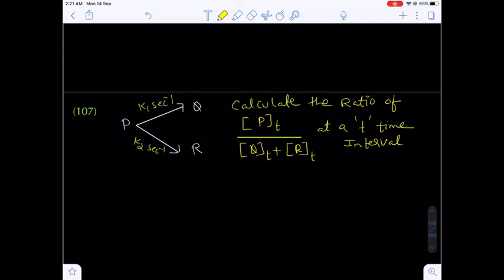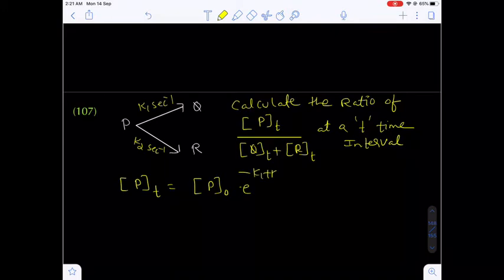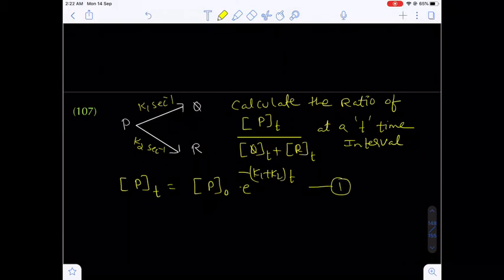Now in this, what is the concentration of the reactant at a certain time interval t? That will be the initial concentration of the reactant multiplied by e to the power of minus K effective, nothing but K1 plus K2, times the time period. Okay. Let's suppose this is equation 1.